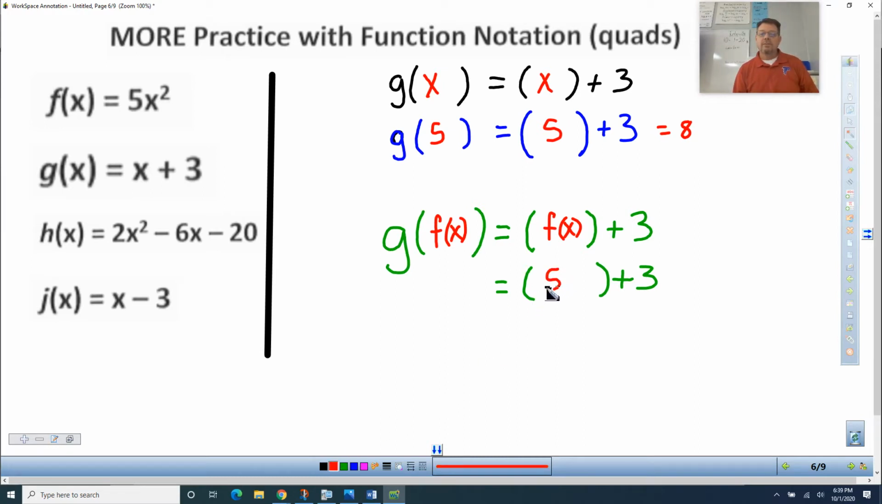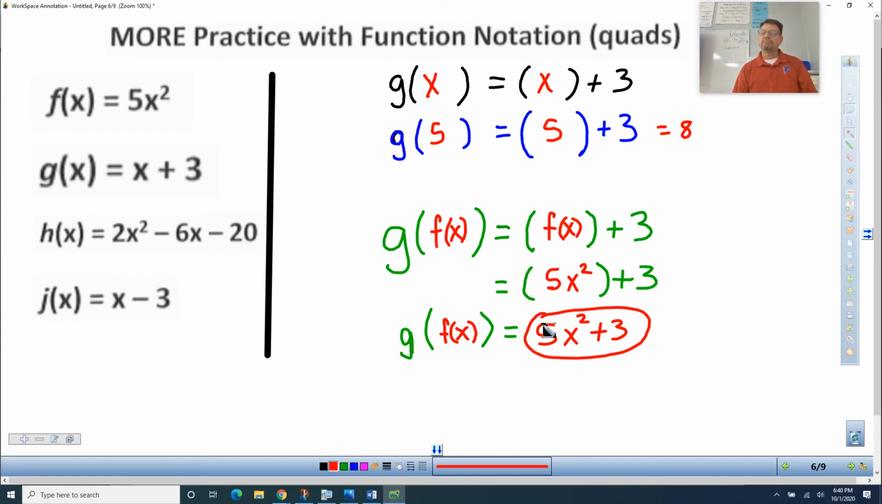Okay, so I'm going to put a 5x squared here. Okay, because what goes here goes there, and I saw over here to this thing that says they're both equal, so that's a legal move. All right, are these like terms? No, they are not. So I got 5x squared plus 3, and that is what you get when you do g of f of x. So when I put f of x inside of the g function, this is what I get.